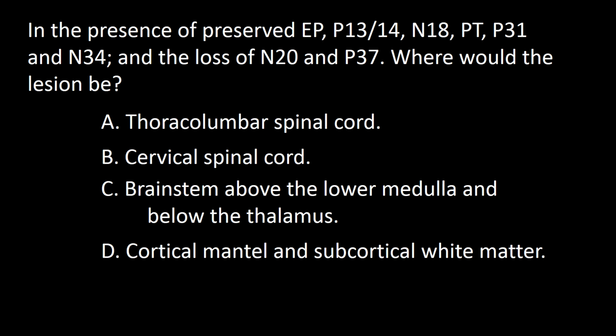Next question. In the presence of a preserved Erb's point potential, P13-14, N18, popliteal fossa potential, P31 and N34, and the loss of N20 and P30, where would the lesion be? A. Thoracolumbar spinal cord. B. Cervical spinal cord. C. Brainstem above the lower medulla and below the thalamus. D. Cortical mantle and subcortical white matter.